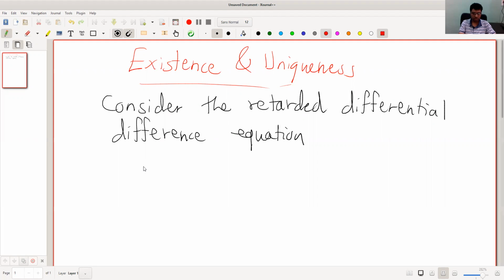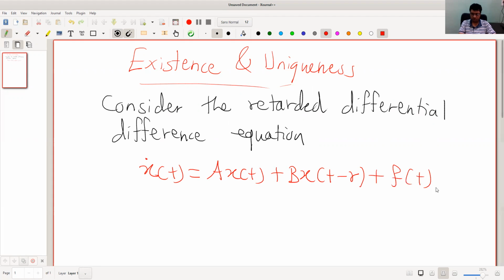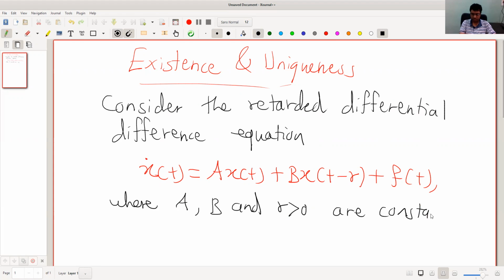x dot of t equal to a x of t plus b x of t minus r plus f of t, where a, b and r positive are constants and f from R to R is continuous.